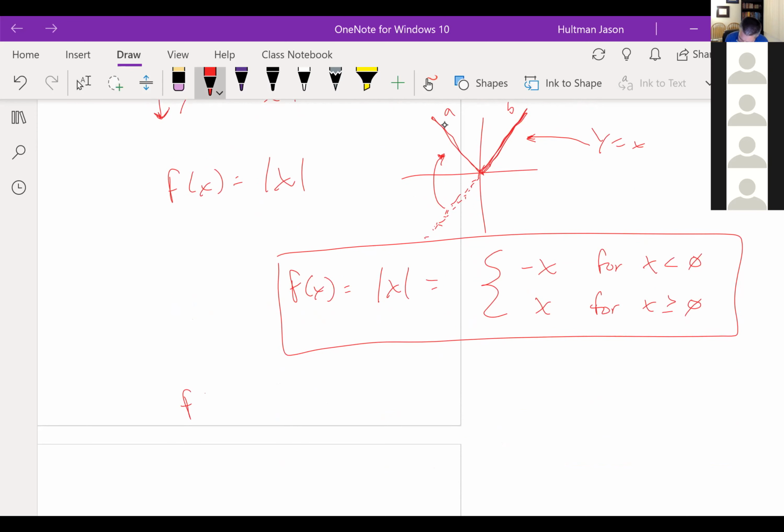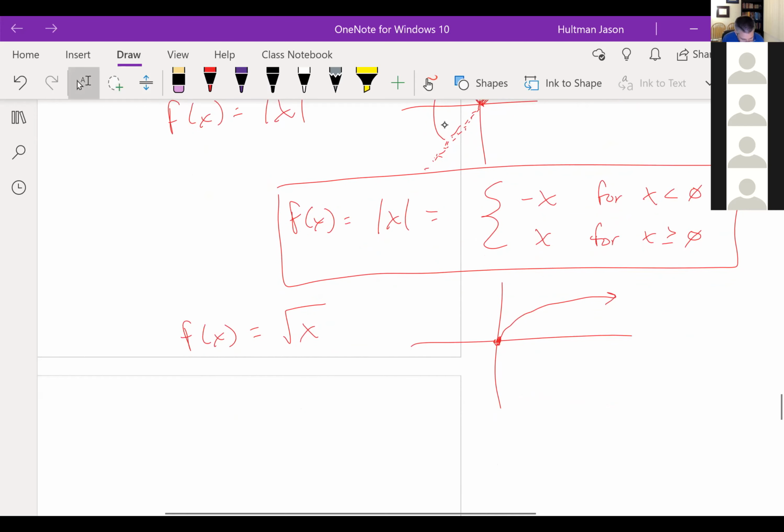Okay, what's this guy here? This is called the square root function. What does that guy look like? Well, he's a parabola tipped on his side, but I've only got the first quadrant because I can only have positive x values and positive y values. If I allow negative x's, I get imaginary numbers, and I don't want to deal with that. So it looks like this. That's the square root function.